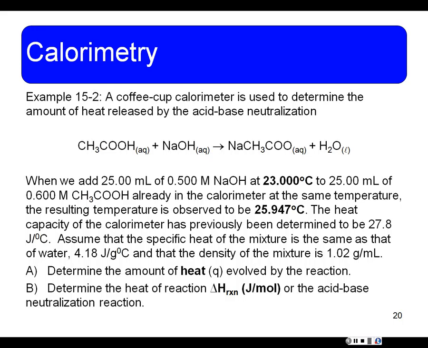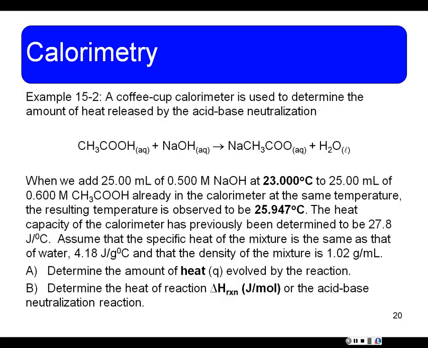Okay, so I'm going to talk through it step by step. We have our calorimeter, and we have our acid-base reaction: acetic acid, the first compound there, and sodium hydroxide. We want to put this in the calorimeter and see how much heat is going to be released. So it's going to be exothermic. When you add the acid and base together, it gets hot.